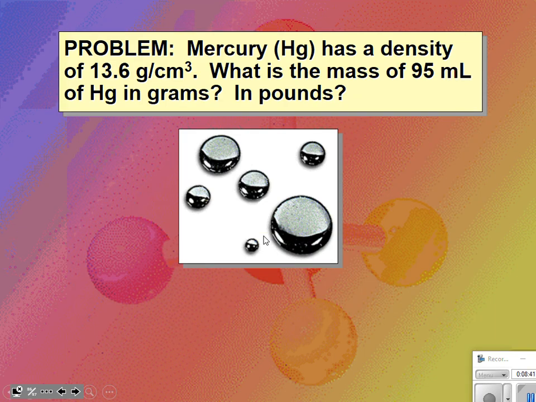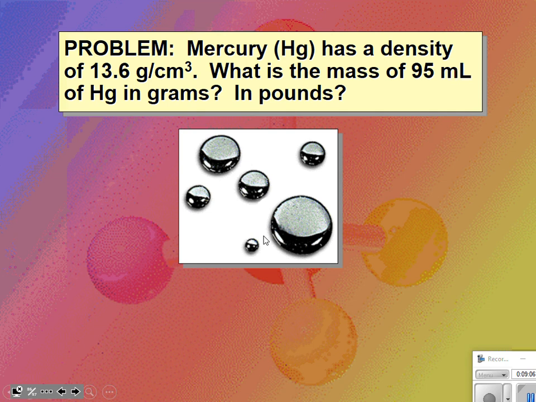Here's another problem. Mercury has a density of 13.6 grams per cubic centimeter. What is the mass of 95 milliliters of mercury in grams? What is the mass in pounds?